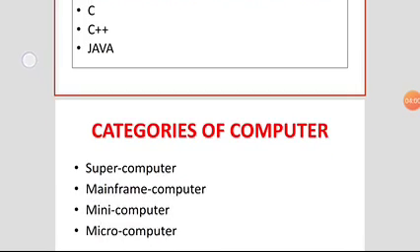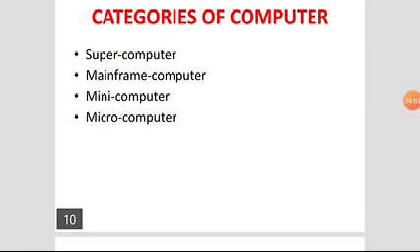Next we have categories of computers. The computers are categorized in 4 forms. The first one is the supercomputer, the second one is the mainframe computer, the third one is the microcomputer and the fourth one is the mini computer. The first one is the supercomputer.